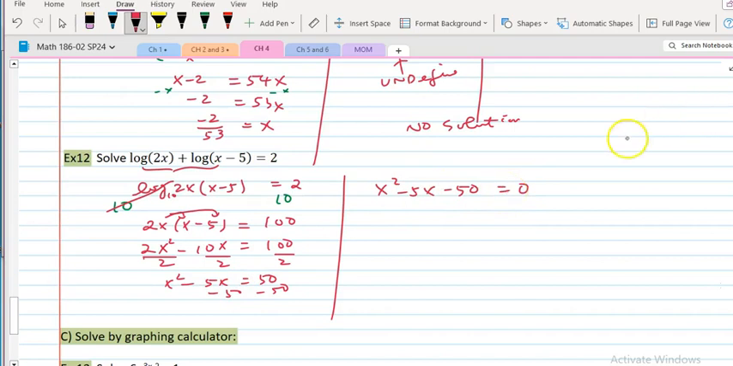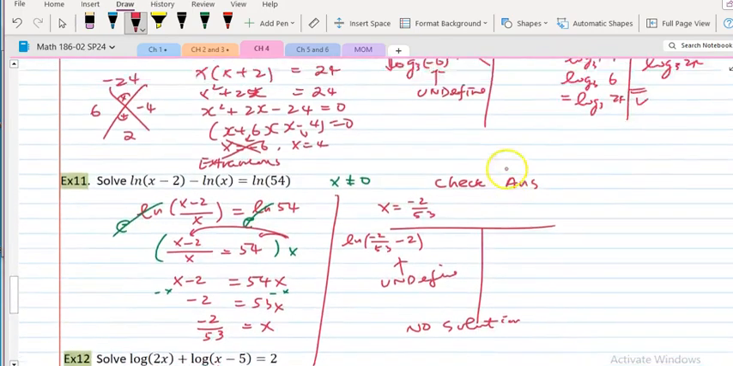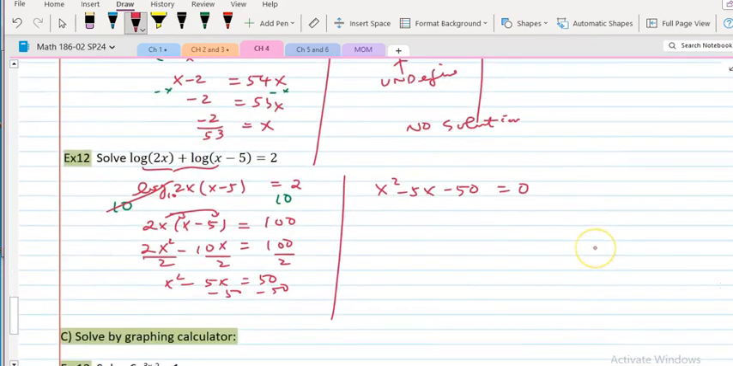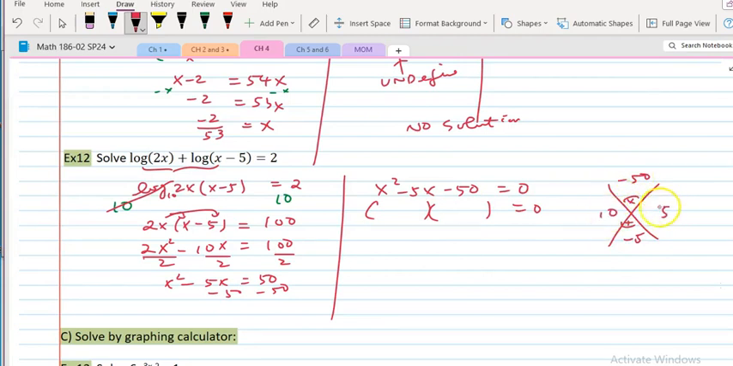When you have x squared and x term, you can't do square root. The thing you can do is factor. So use diamond. What two numbers multiply to negative 50 and add to negative 5? It is 10 and 5. Oh, I want negative first, so negative 10. So x minus 10, x plus 5. So x is equal to 10, x is equal to negative 5.